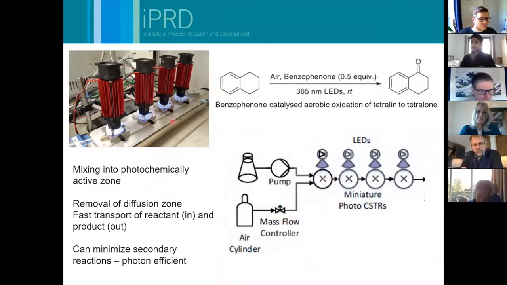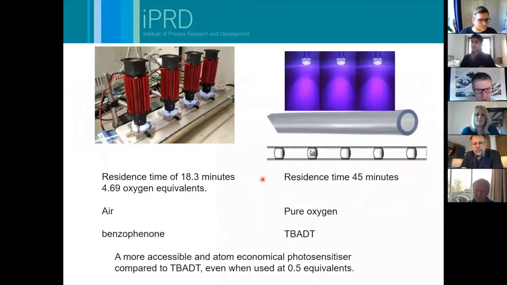There are lots of advantages within CSTRs with photochemistry, because you've got really active mixing, and you can maybe see that on the next slide. Because you've got active mixing, it's mixing fluids up into the active region where the photon count's really high, and then back down again.